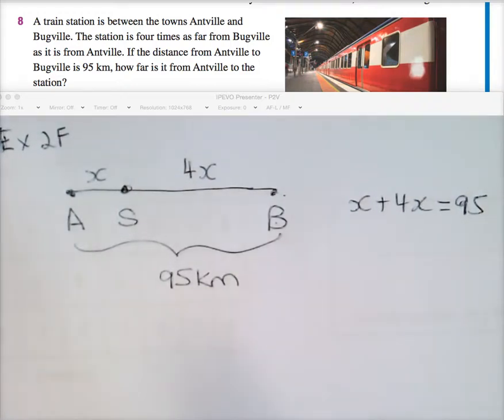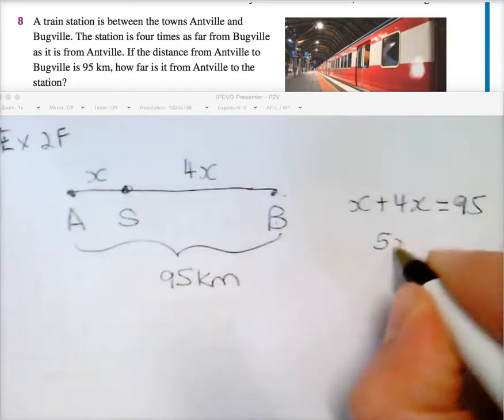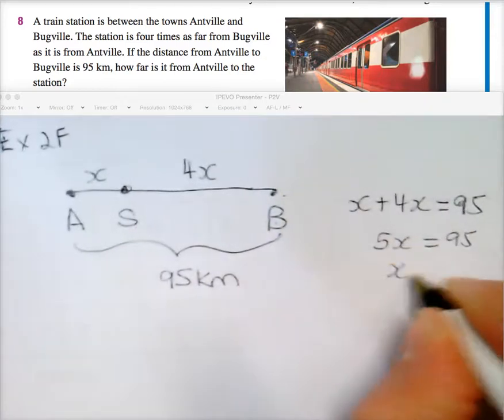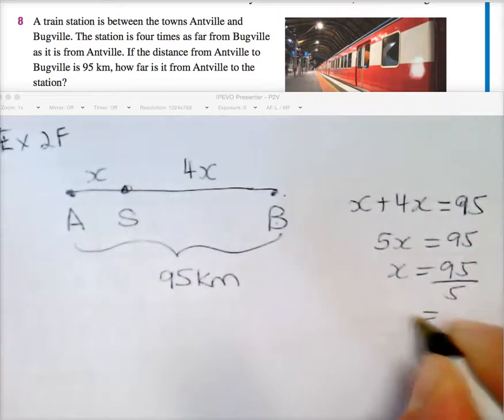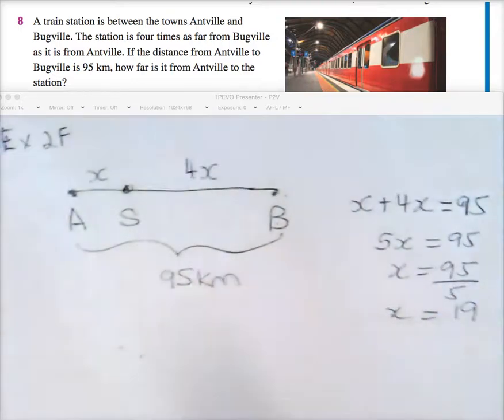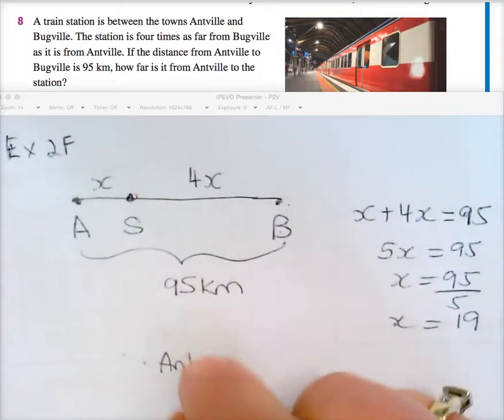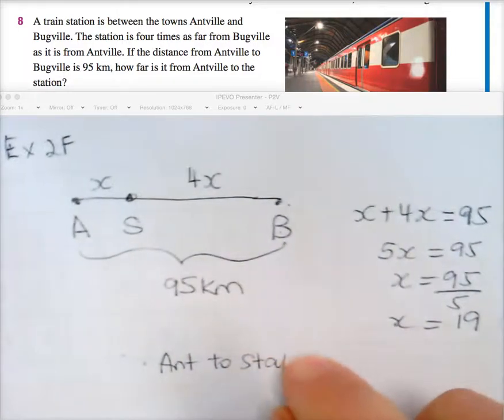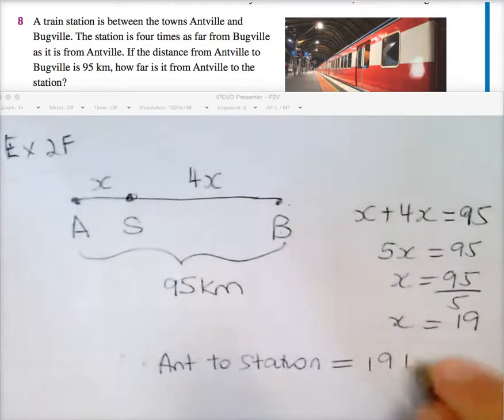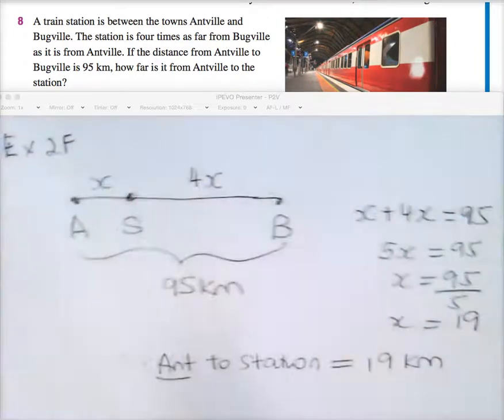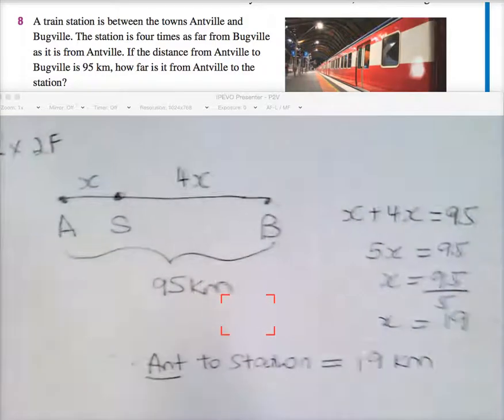The reason I'm saying this is that our senior students are always making mistakes when they do know the work, and it's because they're not showing the working out, or they're not drawing a diagram, or they're not doing something like that. It is really, really important. Even I do it. We've got X plus 4X is 95. That's 5X is 95. X is 95 divided by 5, which is 19. Therefore, the distance from Antville to the station is what? 19 kilometres. A to S. And you could work out what the other distance was if you needed it.